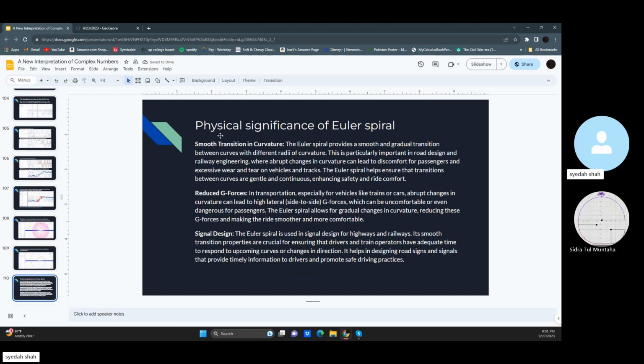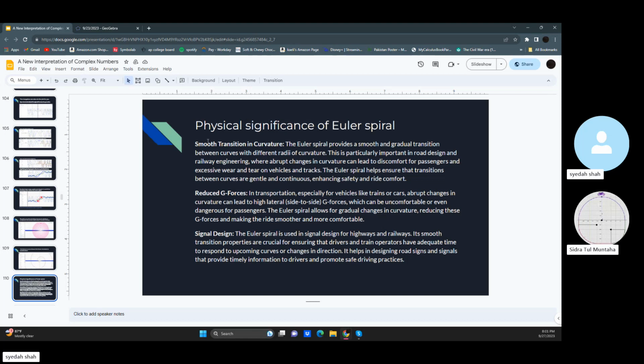Physical significance of the Euler spiral. A smooth transition in curvature. The Euler spiral provides a smooth and gradual transition between curves with different radii of curvature. This is particularly important in road design and railway engineering, where abrupt changes in curvature can lead to discomfort for passengers and excessive wear and tear on vehicles and tracks. The Euler spiral helps ensure the transitions between curves are gentle and continuous, enhancing safety and ride comfort.